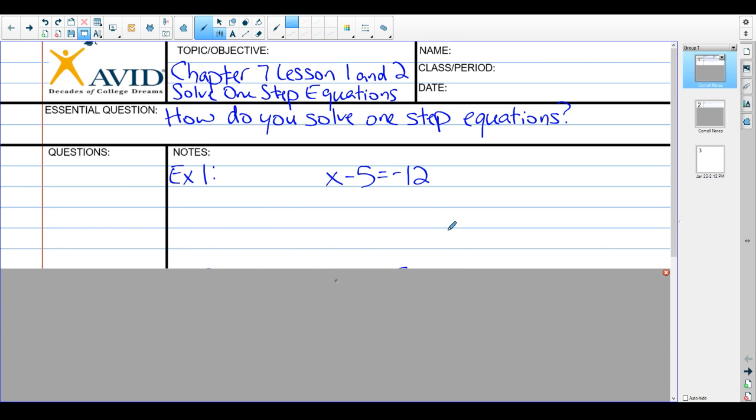All right. So how do we solve one-step equations? Let's see what my notes say, so I don't upset the boss.